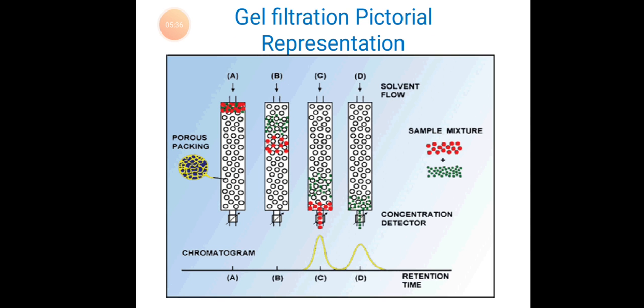Gel filtration pictorial representation will be like this. Here we will be pouring the sample along with the buffer, and then the sample, based on its size variation, elutes. The smaller particles will elute first, the larger particles will elute later.